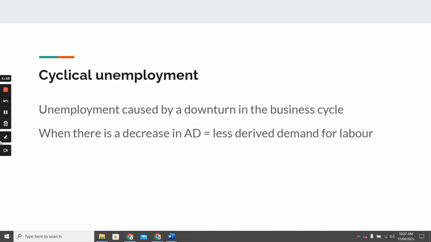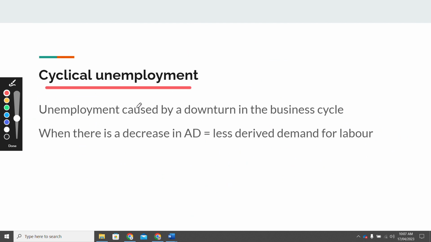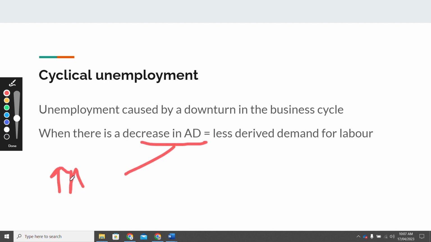The first type of unemployment, cyclical unemployment, we talked about this just then, but it's unemployment caused by a downturn, of course, a downturn in the business cycle, because there's a downturn that leads to less jobs or unemployment. So whenever there's a decrease in aggregate demand, that could be because of an appreciation in the AUD, that could be because of an increase in interest rates, or it could be a decrease in consumer confidence. That leads to a downturn in the business cycle.